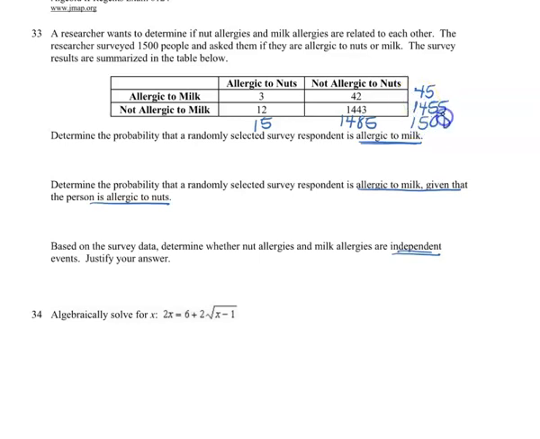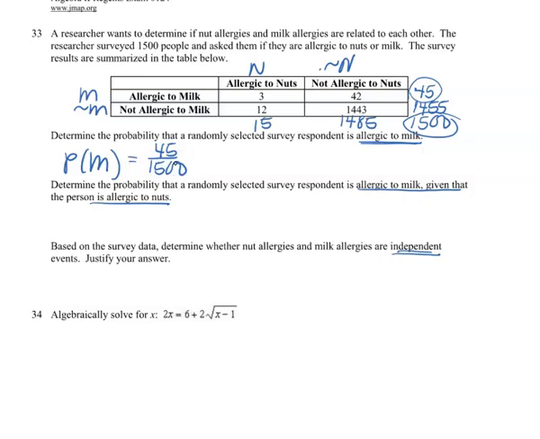And everything adds to 1,500 as it should here. So, probability that a student is allergic to milk. I'll just have milk, not milk, nuts, not nuts. Probability of being allergic to milk is 45 out of 1,500. It doesn't have any sort of rounding directions, so I can just leave it like that.